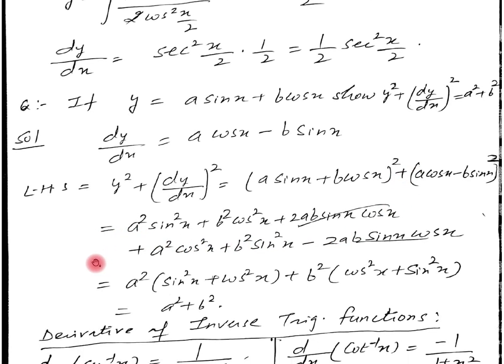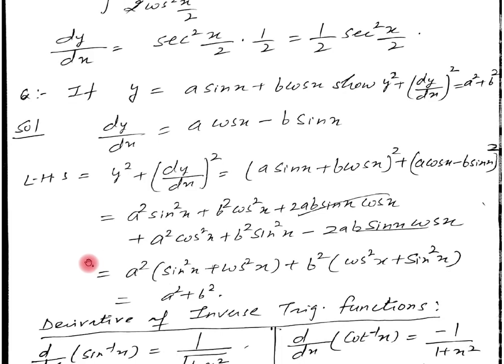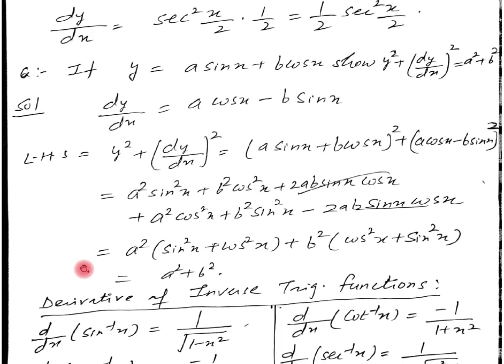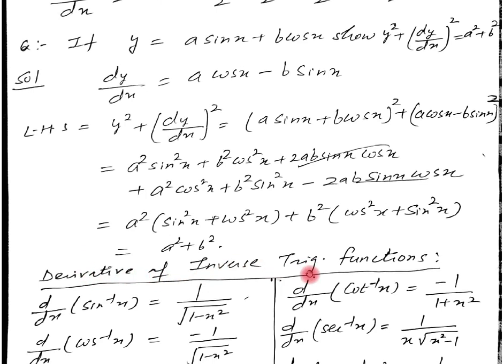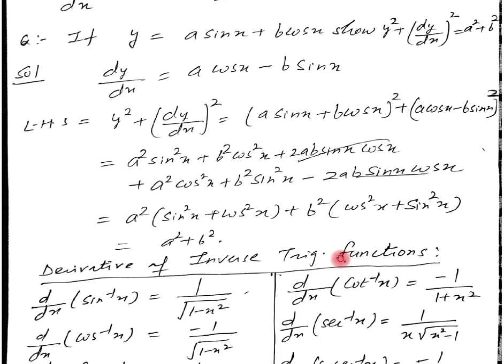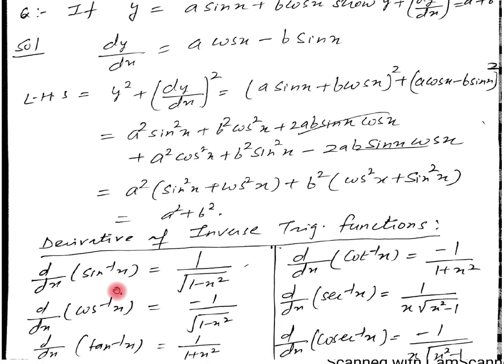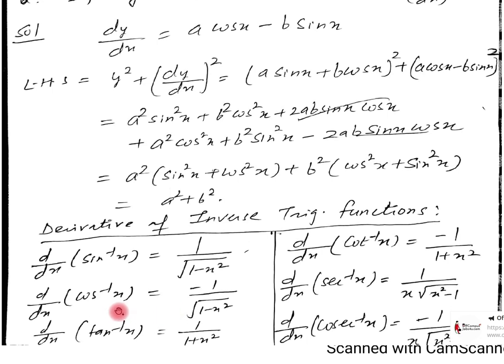Now here in the next questions, I am giving you some more results on the derivative of inverse trigonometrical functions, and tomorrow we will use these results. So just see the results here. The derivative of sine inverse x is equal to 1 upon under root 1 minus x square. Then the derivative of cos inverse x is equal to minus 1 upon under root 1 minus x square. This is plus 1, this is minus 1.